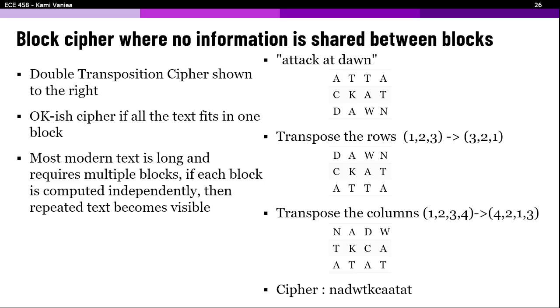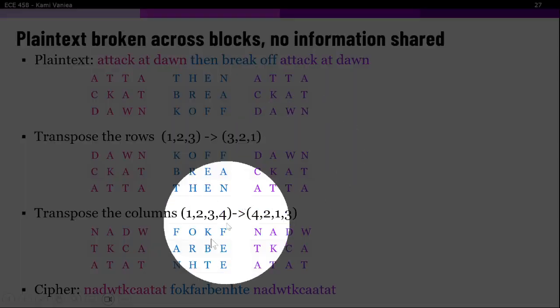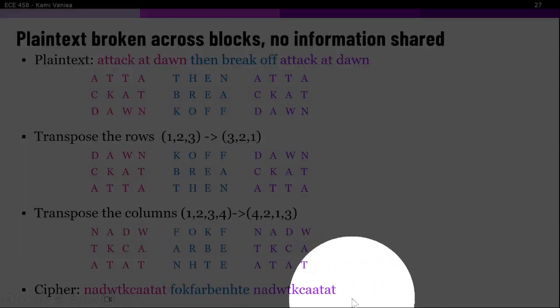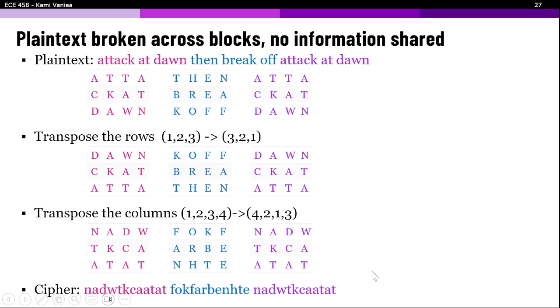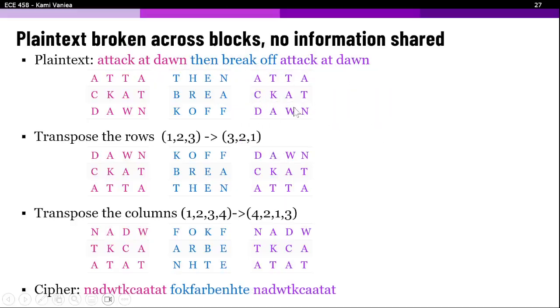What happens if we don't? So here's plain text. Maybe I'm trying to say attack at dawn, then break off, attack at dawn. I've got it in these blocks. And then my cipher text at the other end has this string, that string, and wow, the same string again. Because information diffusion is not happening. So basically, then break off, this information is not being spread to the sides. And so now I can see that duplicated pattern.